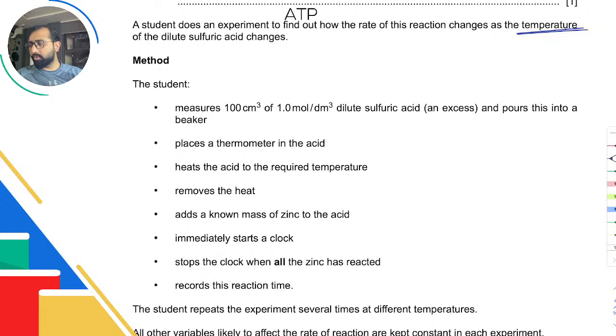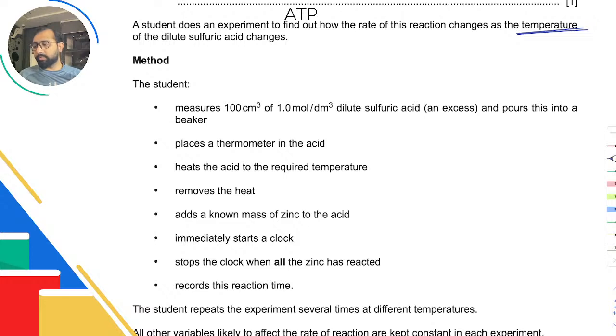Measures 100 cm cube of 1 mole per dm cube sulfuric acid in excess, so that means the acid is going to be in excess, the solid will be less, pours it into the beaker. Okay, they haven't said how he measured it, he must have used a measuring cylinder. Places a thermometer in the acid. Okay, why? Because he wants to know the starting temperature, the room temperature. Heats the acid to the required temperature. Okay, removes the heat. This student wants to know the effect of temperature, and after reaching the temperature he started cooling it, because he has removed the heat.